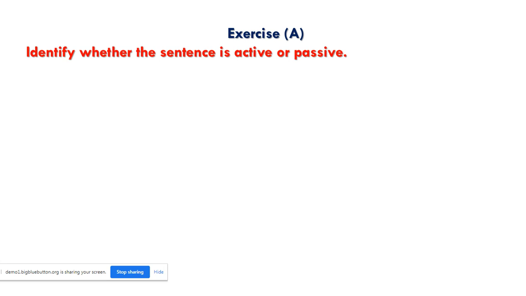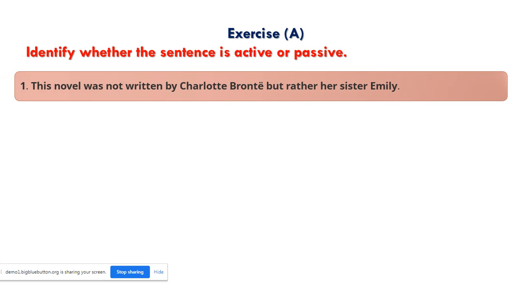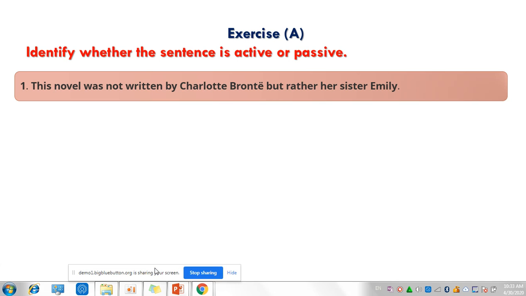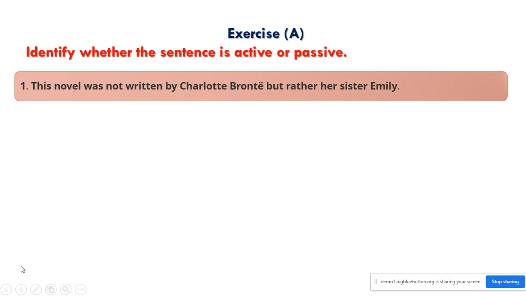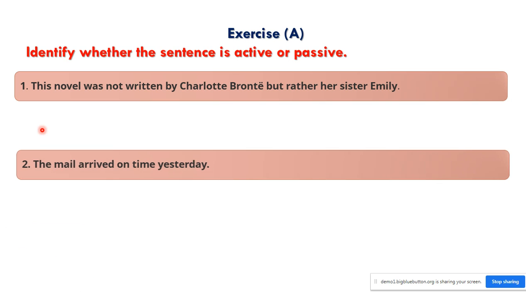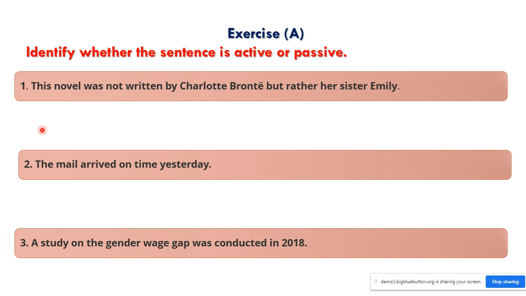Okay, our first exercise: we want to identify whether the sentence is active or passive. The first one: this novel was not written by Charlotte Brontë, but rather her sister Emily. The mail arrived on time yesterday. A study on the gender wage gap was conducted in 2018.